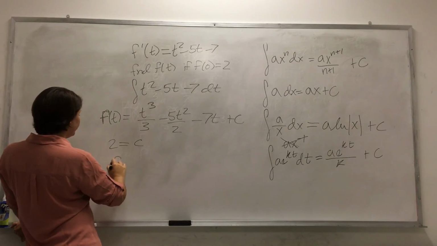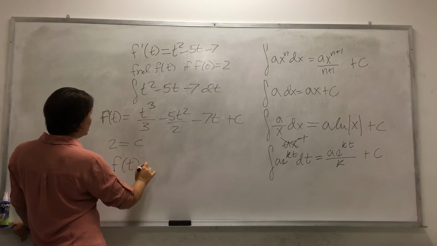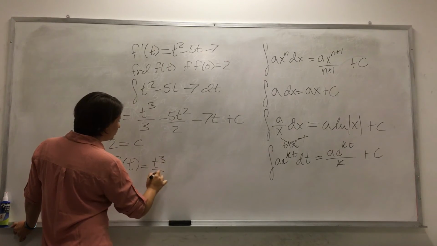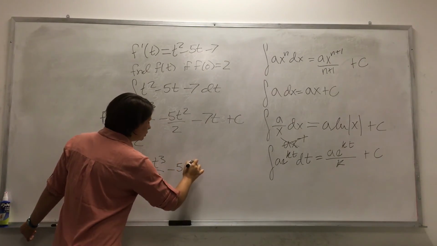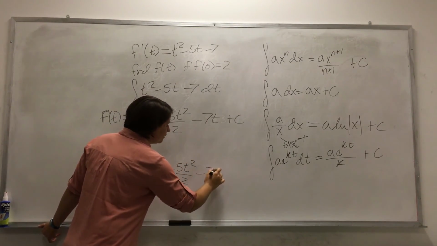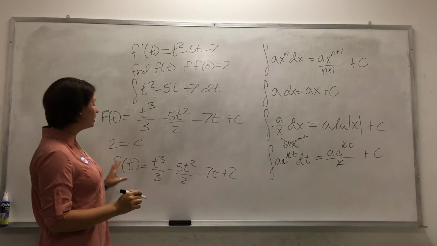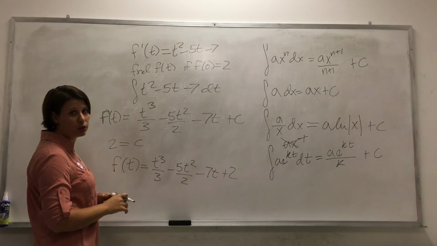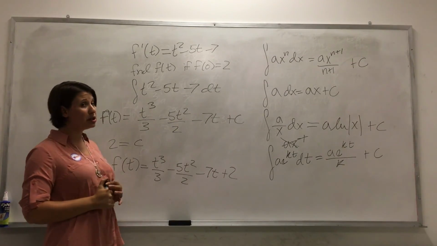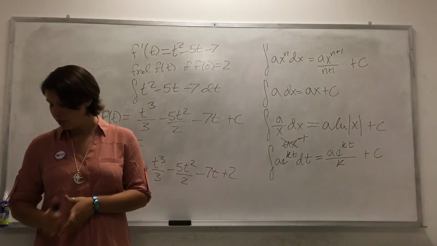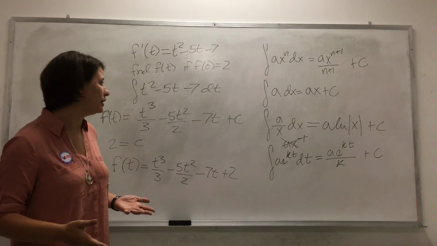So the actual function of f of t would be t cubed over 3 minus 5t squared over 2 minus 7t plus 2, because that's what c is. That's the full function. Okay? So this is pretty much 6.1. There's some other parts to it, but that's the generality.